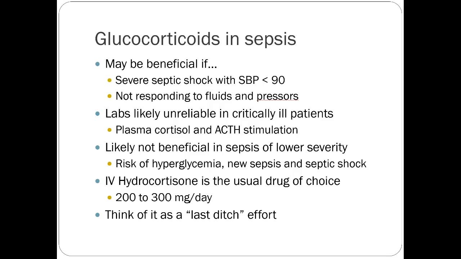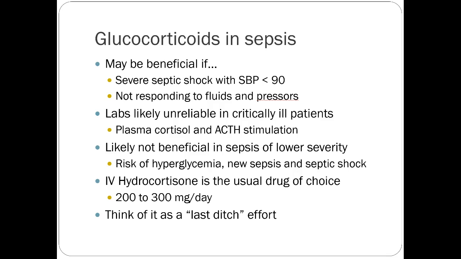Glucocorticoids and sepsis. This is kind of a controversial thing, which is why I bring it up. There are some studies out there looking at these, but basically you can give glucocorticoids in a septic patient to decrease inflammation if they have severe septic shock where their blood pressure is below 90 and it's not responding to fluids and pressors. So they've had fluids, pressors, and their blood pressure is still really low.